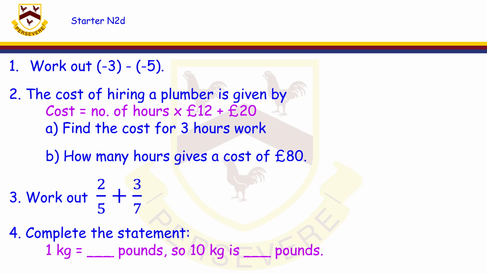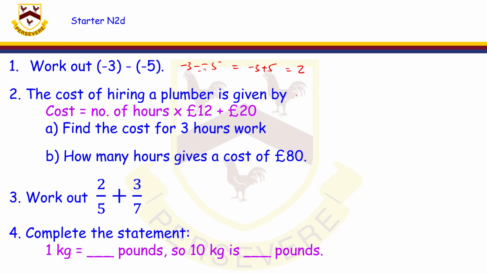Okay, question 1. -3 minus -5. Two minuses next to each other. Remember, two negatives mean a plus. So it'll be -3 plus 5, which is going to give us 2.